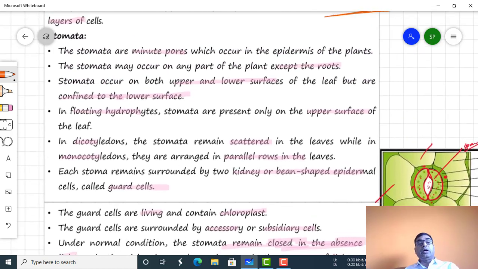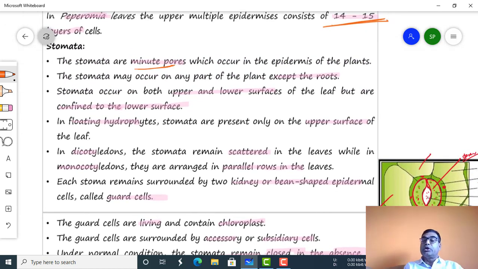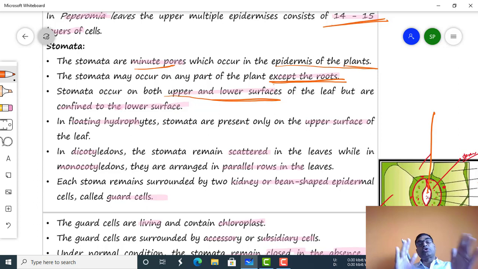Stomata are minute pores which occur in the epidermis of plants. Stomata occur on any part of the plant except the root. They may be present on the leaf, stem, flowers, perianth, whatever it may be. So they are absent only in the roots. They occur on both the upper epidermis as well as the lower epidermis. Generally, stomata are studied in the case of leaves, where they occur on the upper and lower epidermis of the leaf.